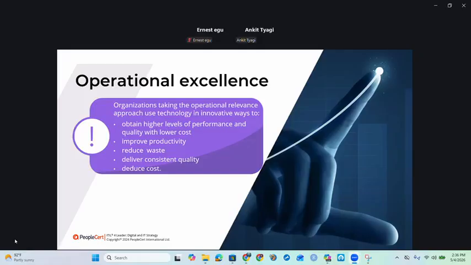For operational excellence, organizations taking the operational excellence approach use technology in innovative ways to obtain higher levels of performance and quality with lower cost, improve productivity, reduce waste, deliver consistent quality, and reduce cost. So of course, again, operating within the organization in a more efficient and effective manner.